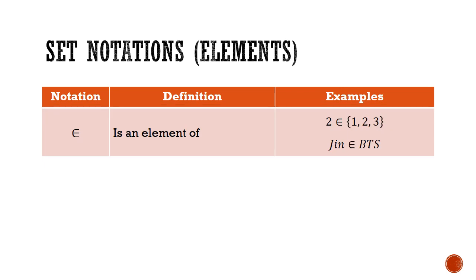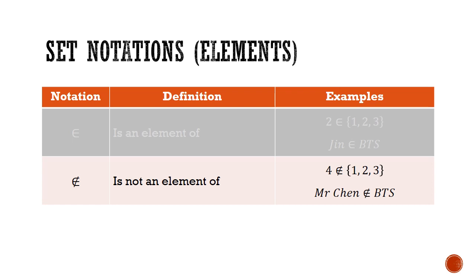Next, let's look at symbols involving elements in a set. This E-like symbol means it's an element of. Like we can say that the number 2 is an element of the set containing 1, 2, and 3. Or we could say that Jin is a K-pop artist belonging to the group BTS. It's important that to the left of the symbol, it is always an element, and on the right of the symbol, it is always a set.